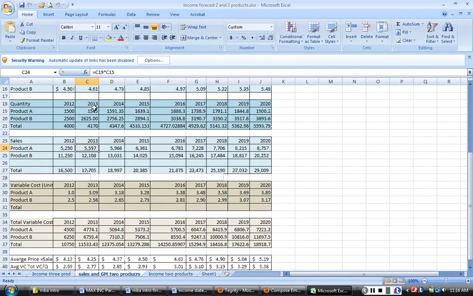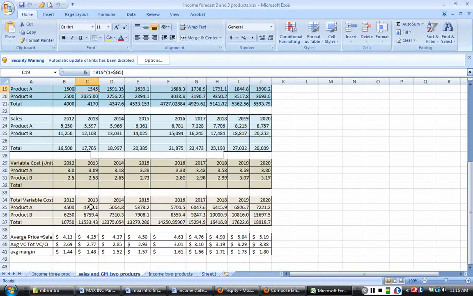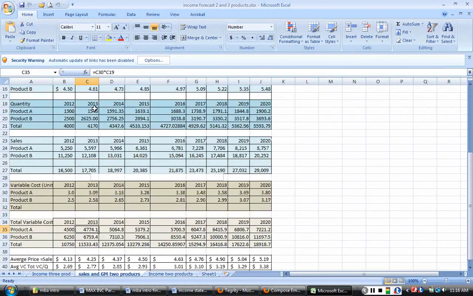The quantity is 1545, and so now we have the quantity. So again, let's look at the formula over here. It is C30, which is the cost per unit right here, and C19, where we had the quantity.